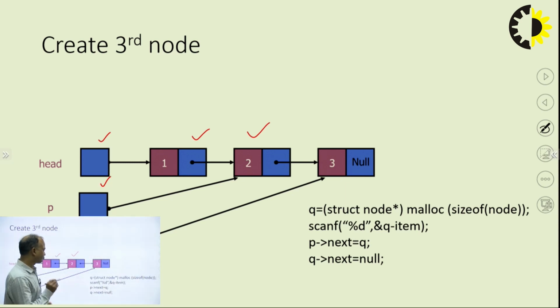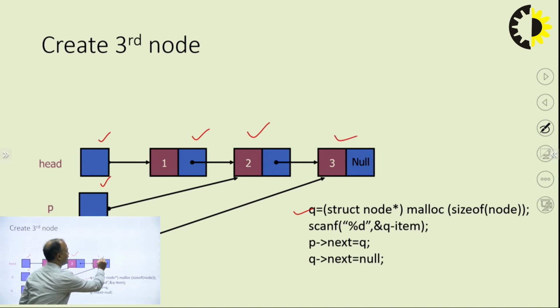See here, we need to create one more node. So we can create a node with this particular line: Q equals to struct node star malloc size of node. In this way we are going to create the third node. Whenever we execute the malloc function, one more node is created.